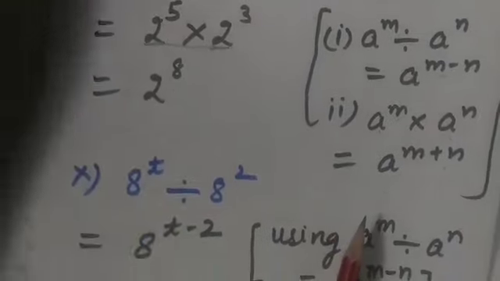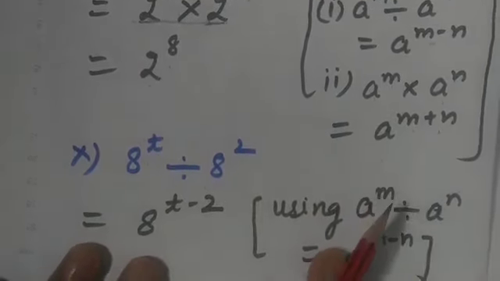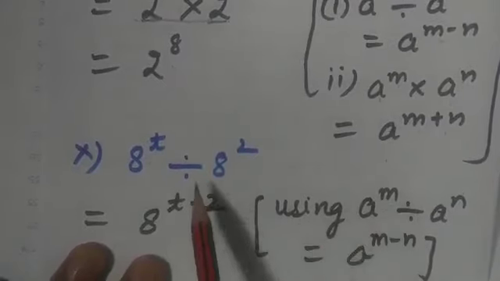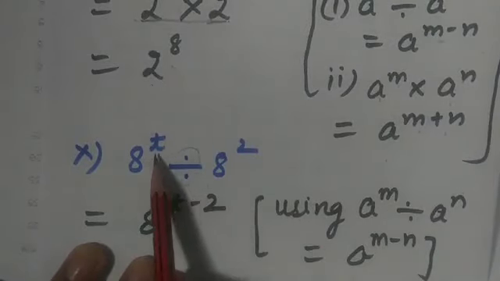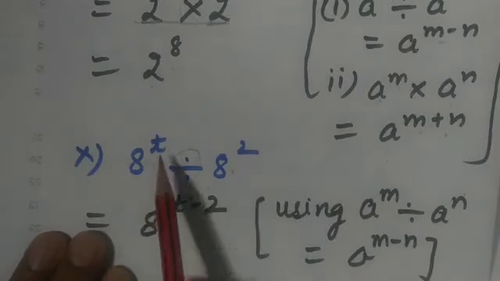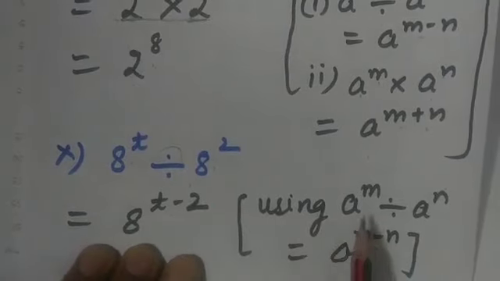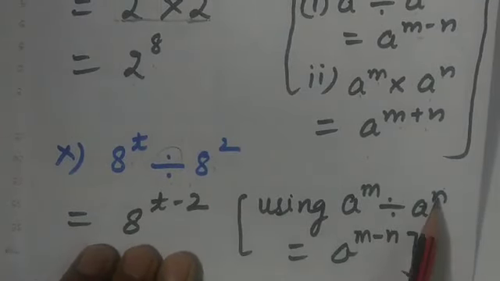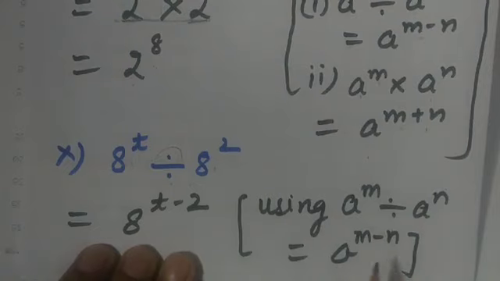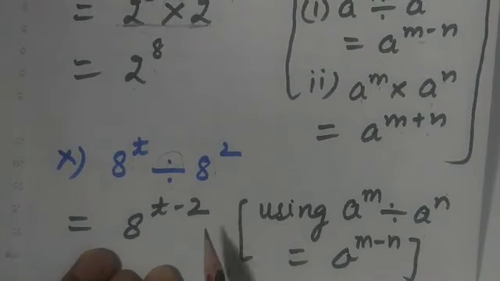10th part is 8 raised to the power t divided by 8 raised to the power 2. So here again this is division in between, and we have the same bases, so powers get subtracted. So it will be 8 raised to the power t minus 2. Which law I have applied? Using a raised to the power m divided by a raised to the power n is equal to a raised to the power m minus n. So this is your part number 10. So this is question number 1. Now let us discuss question number 2.